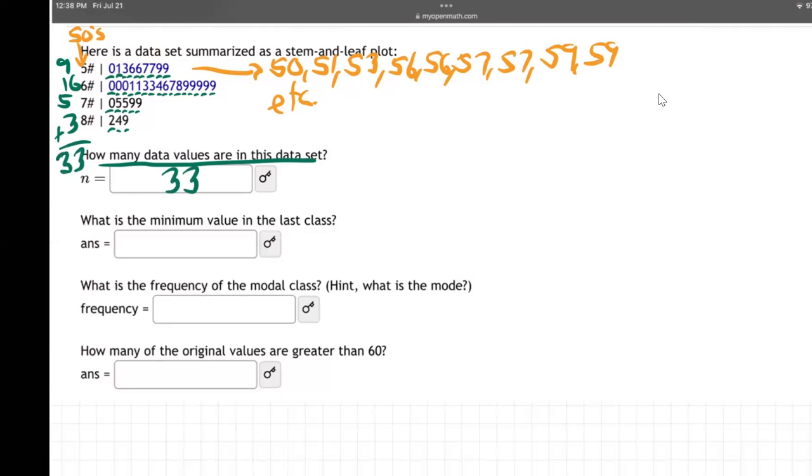What is the minimum value in the last class? So the last class is that one. What's the minimum value right here? We'd say 82.